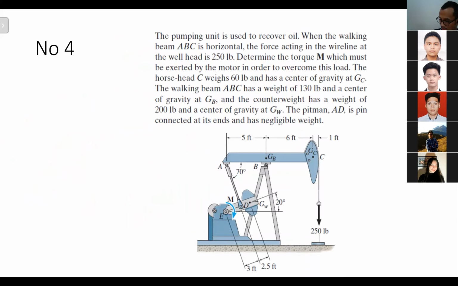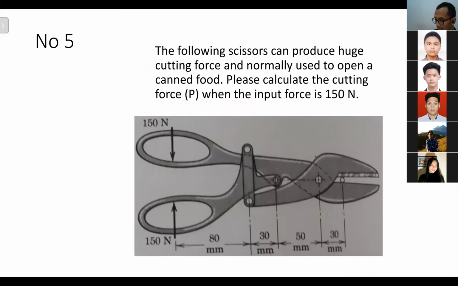Then for this one, it's just a geometric problem. For this one is actually quite hard as well, right? Anyone here having a problem with this? Matthew, do you have any problem with this? Sir, for this one, is the P force different for the scissors? Between the upper and the lower, you mean? Is it different? I think it's different.